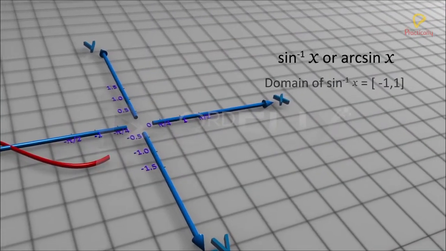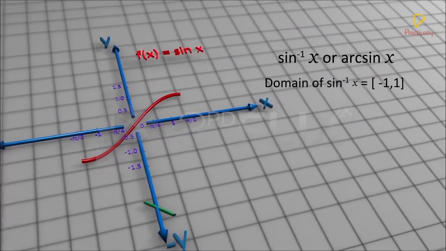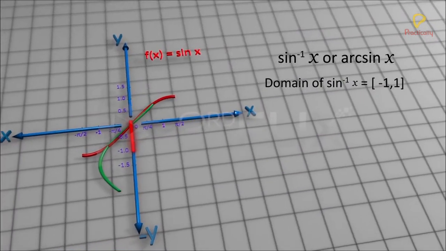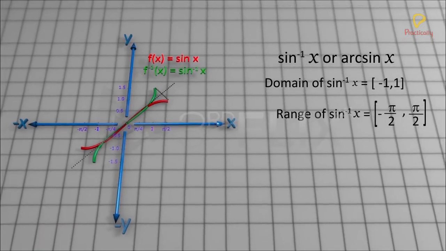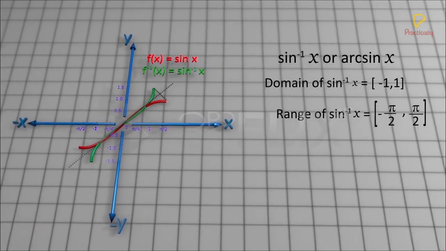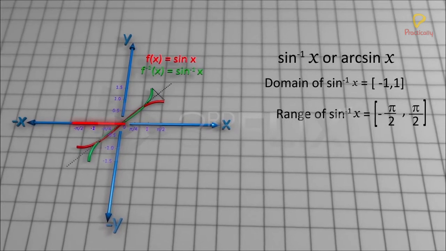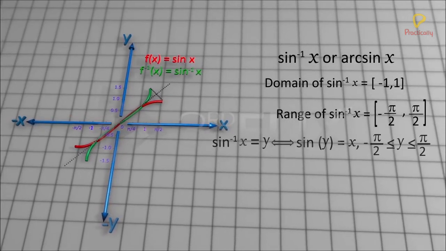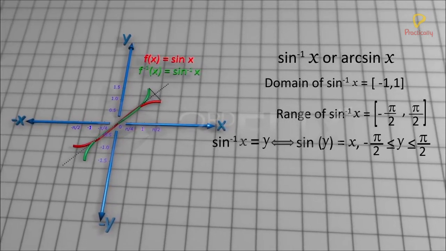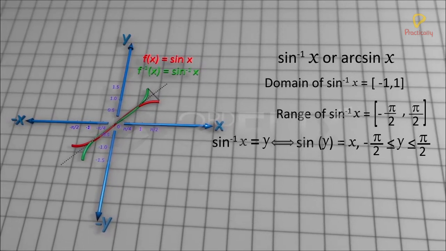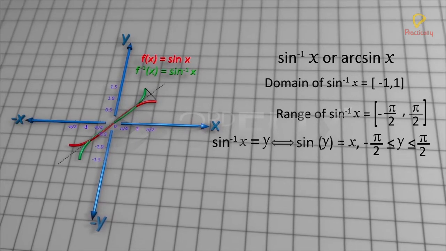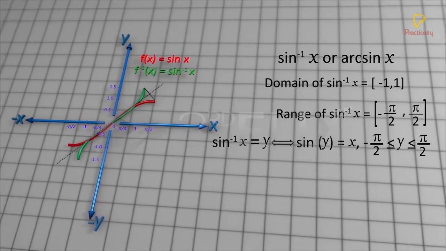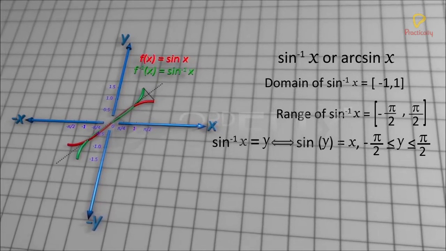Observations. Domain of sine inverse of x is equal to the open interval minus 1 to 1 and range of sine inverse of x is equal to the closed interval minus pi by 2 to pi by 2. Sine inverse of x is equal to y if and only if sine of y is equal to x and minus pi by 2 is less than or equal to y less than or equal to pi by 2.